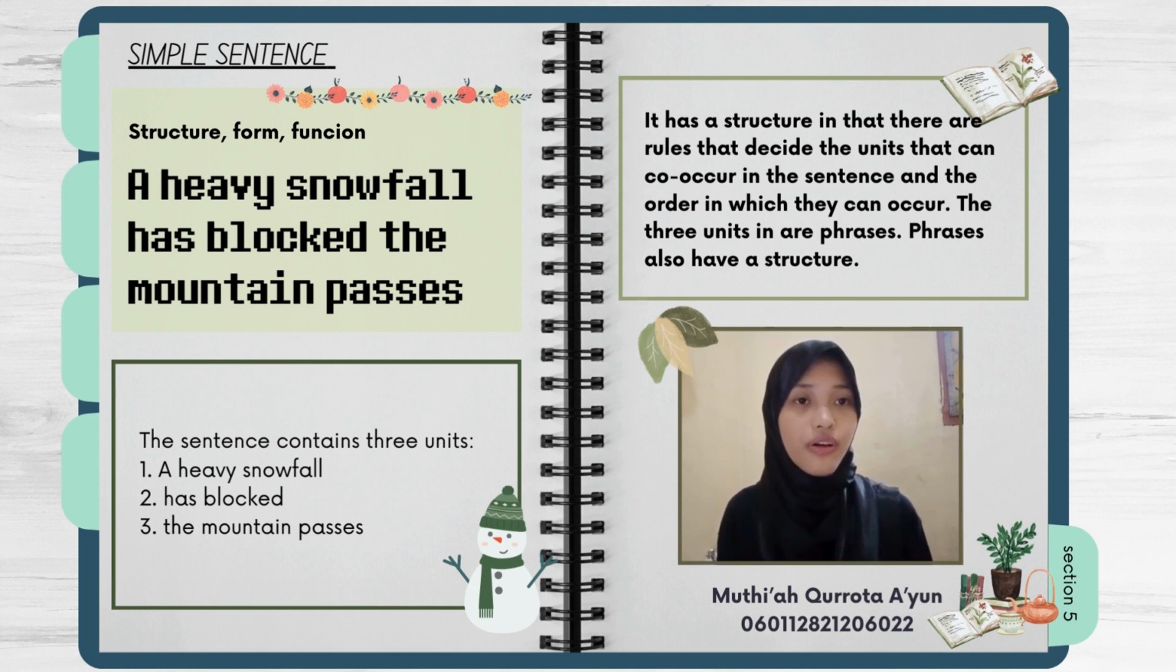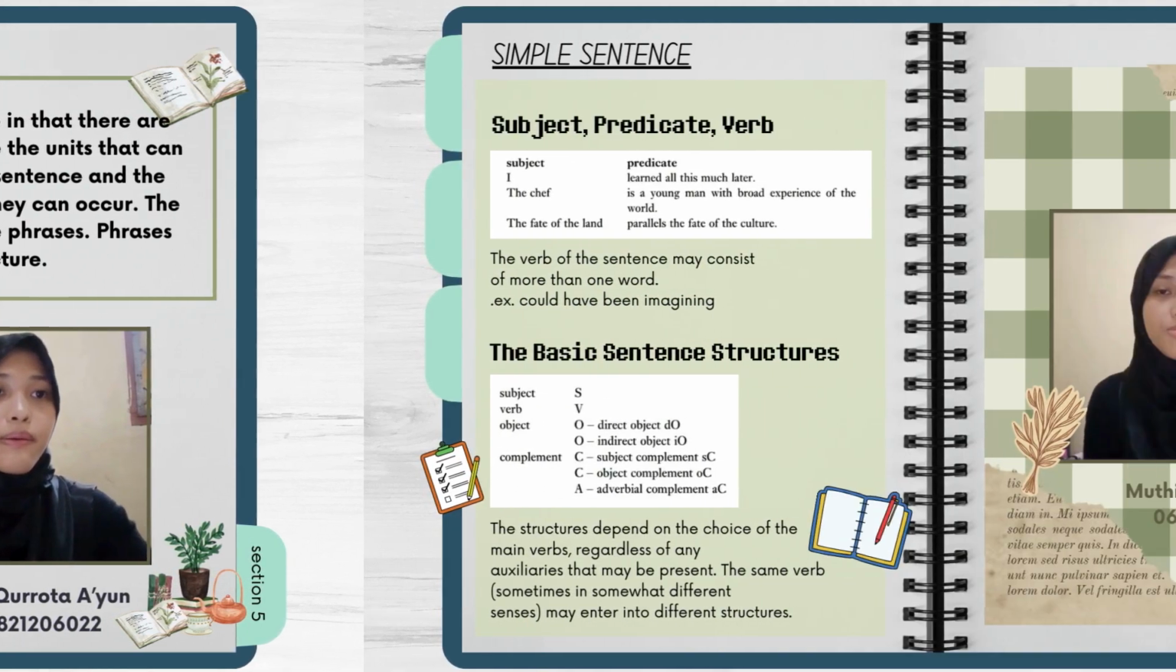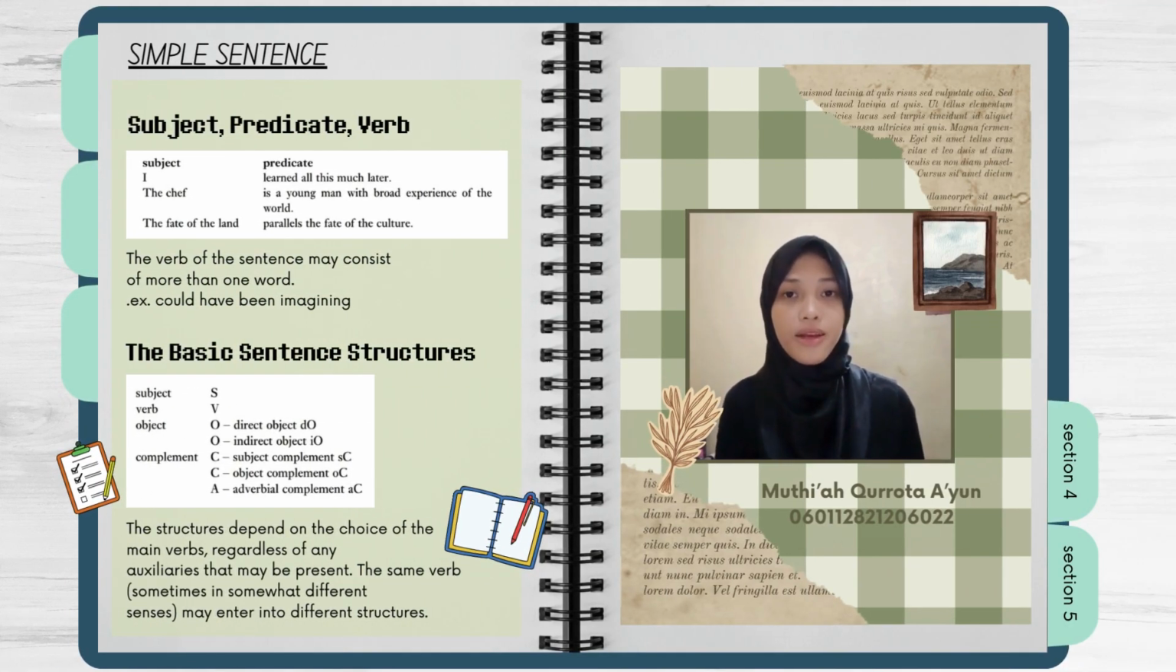A heavy snowfall and the mountain passes are noun phrases, and has blocked is a verb phrase. We characterize them as these types of phrases because of their structure. In the noun phrase, a noun is the main word, while in the verb phrase, a verb is the main word. That kind of categorization describes the type of structure for each of the three units: subject, verb, and object.